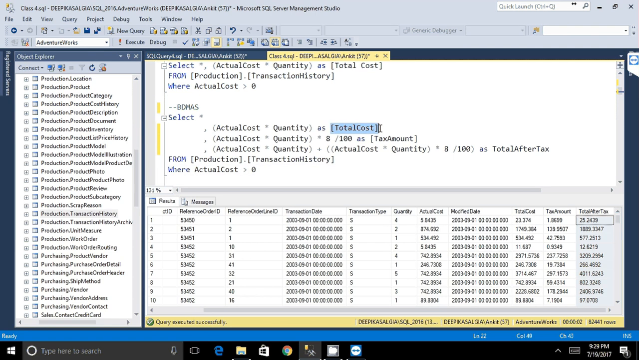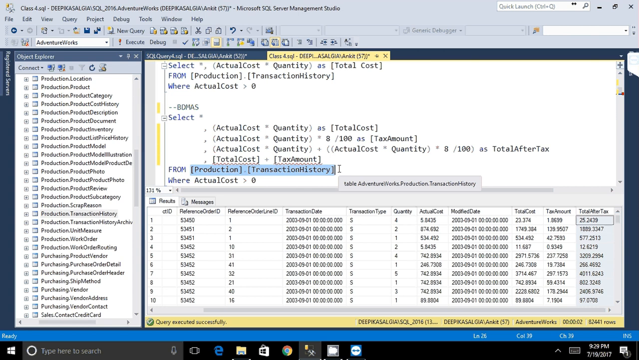Yes. You cannot do it because if you try to do total cost plus tax amount, do you have those two columns on your table? You don't have those two columns on your table. These two columns are derived columns. Does it exist on your actual table? No. Because the column that you add up has to come from your table.